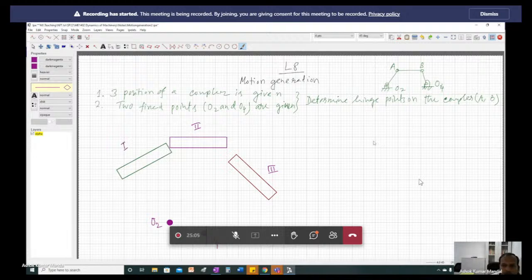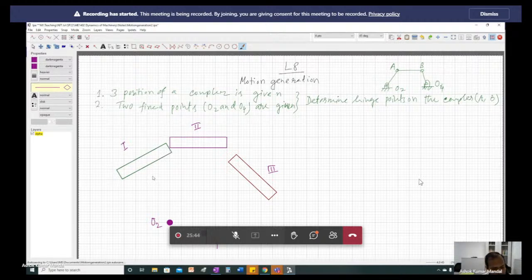Our task is to find out, O2 and O4 are given, and these three positions of the coupler are given, where the hinge points A and B are, so that we will get this motion. Let us try to solve this problem. It is not always true that for any configuration given you will find a solution, because it has to satisfy all the criteria.